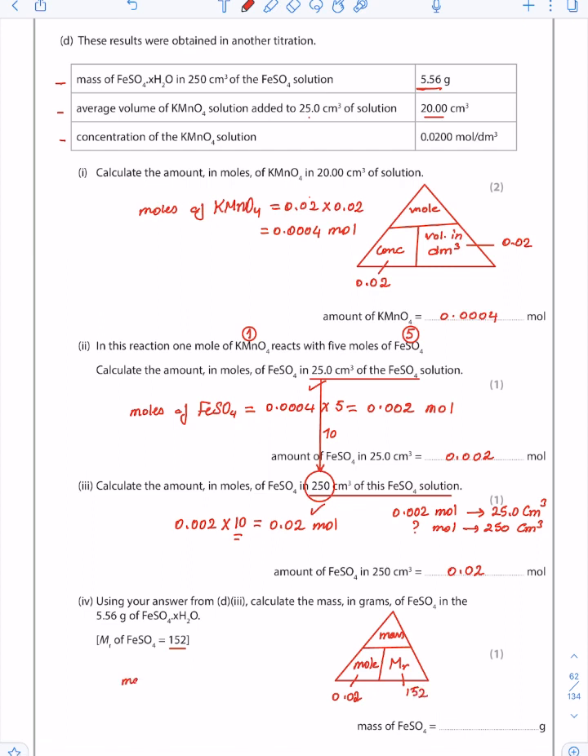يبقى هنا الماس of iron sulfate is equal to 0.02 by 152. ده هيطلع كام؟ هيطلع 3.04 جرامز. يبقى نكتب الماس of iron sulfate اللي هو iron 2 sulfate 3.04 grams.